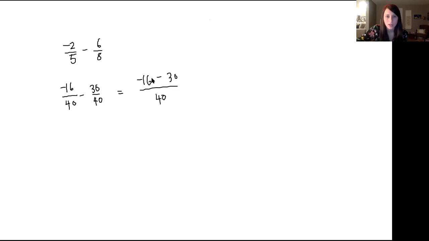Okay, so then I have negative 16 minus 30, add the opposite. So I have negative 16 plus negative 30. That becomes negative 46 out of 40. Can I get a whole number out of that? I think so. So let me take a whole out of this. I've got negative 1 and 6 out of 40.